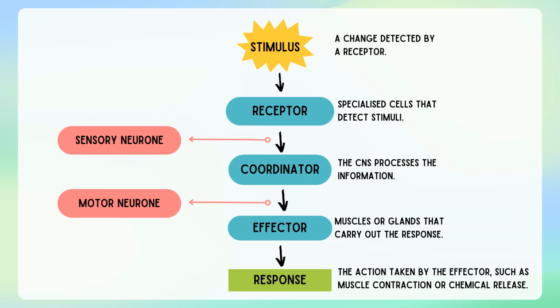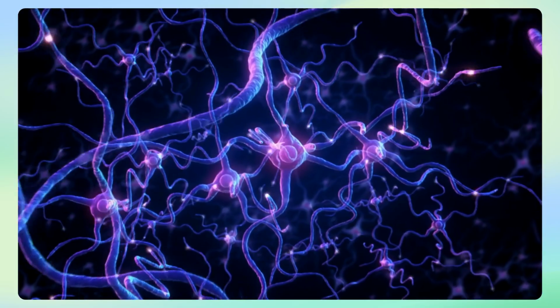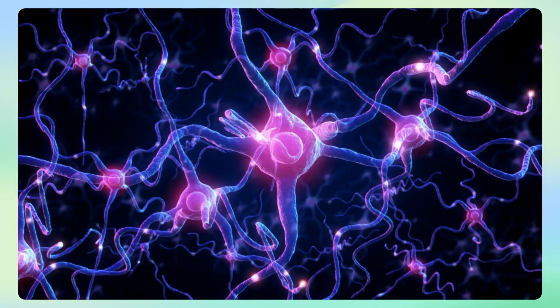By understanding this sequence, we can appreciate how the nervous system allows us to rapidly react and coordinate our behaviors in response to our environment. This pathway ensures that our bodies function efficiently and stay in harmony with our surroundings.